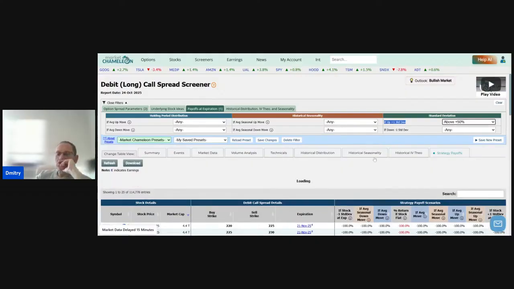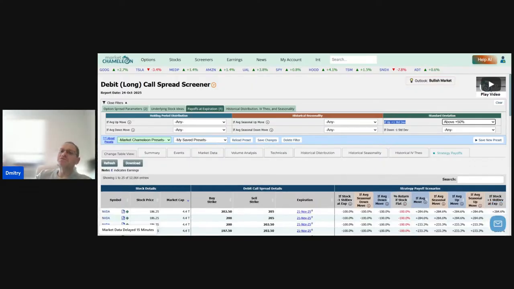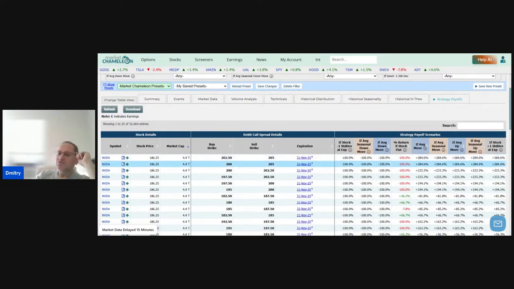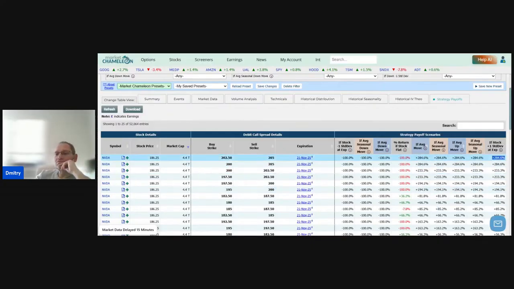Now it's going to screen out call spread setups that, if we're up 1 standard deviation, meet that. Here's an NVIDIA 202, 205 call spread. If we're up 1 standard deviation, the return will be at least 50% or higher, because you see here, that's a 284% return.